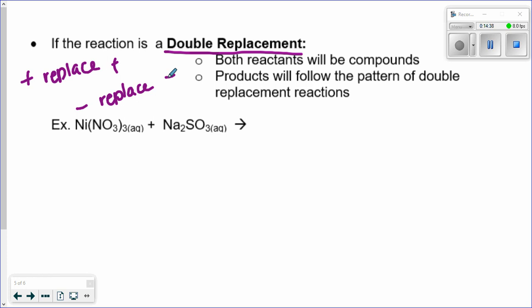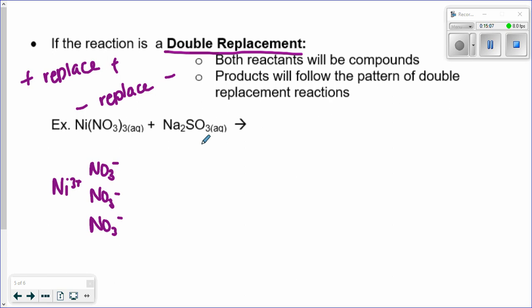So this first one is nickel nitrate. Nickel is not polyatomic, but we actually need to figure out which nickel it is. Nitrate forms a 1 minus. If we have 3 nitrates, we know that this needs to be nickel 3 plus to balance out the 3 negative charges that are coming from the nitrate.